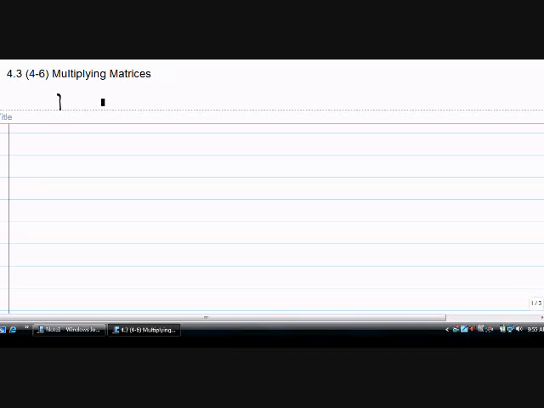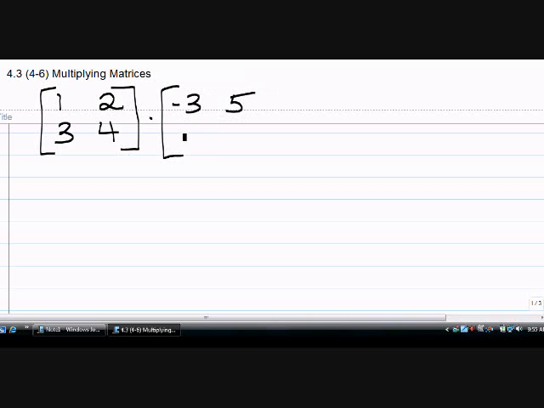So the first matrix I'm going to do is going to have the numbers 1, 2, 3, and 4 in it. And I'm going to multiply that by a matrix with -3, 5, 0, and -1 in it. I don't want to repeat any of my numbers so that you can kind of get a pattern to what's going on here with multiplying these matrices. All right. So both of these matrices have the same dimensions, right? They're both 2 rows by 2 columns.